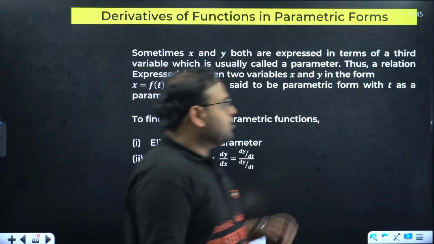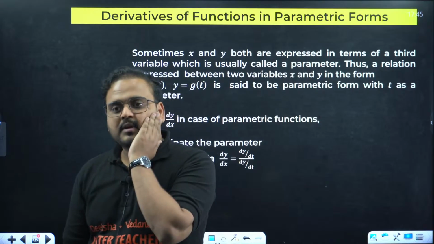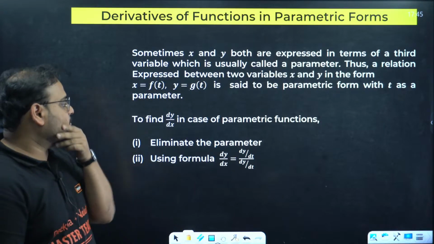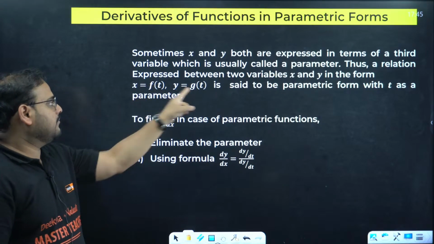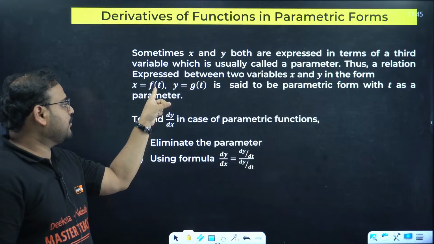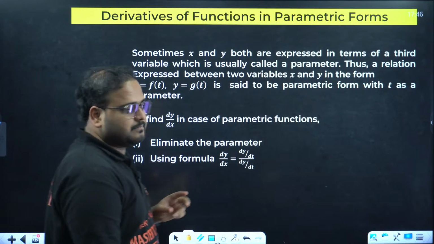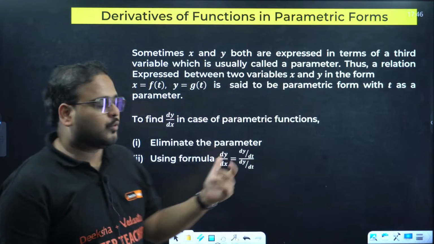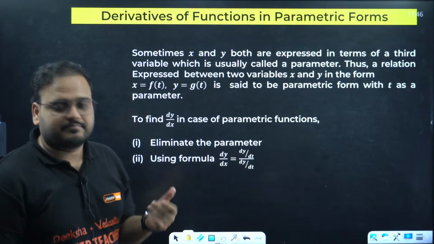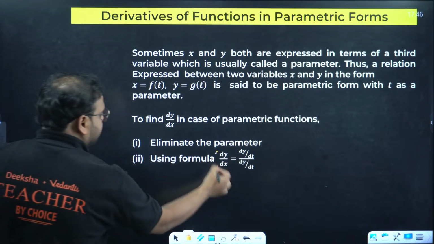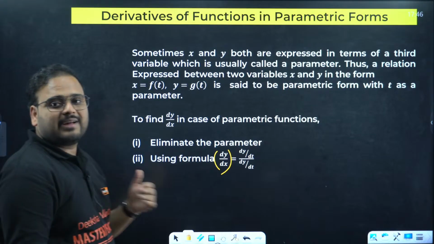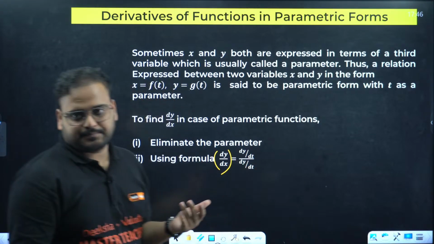Now we're going into parametric form. What happens when the questions are given in terms of a different parameter? x is a function of t, y is a function of t. x and y are both functions of t. Then how do we find the derivative dy by dx without actually eliminating the parameter?